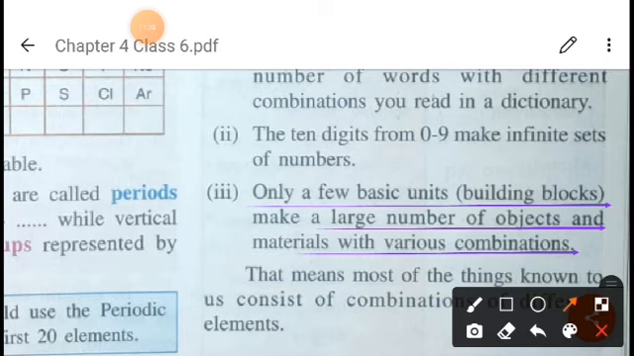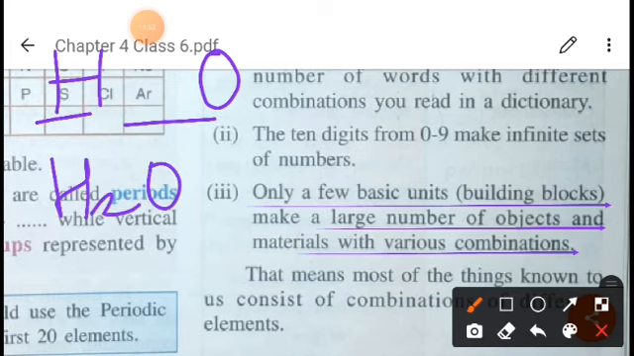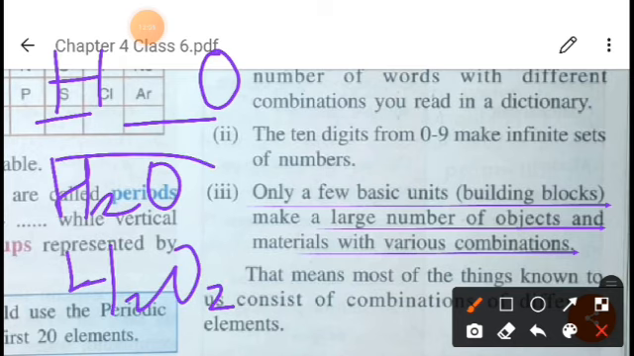In this way, the same thing applies to the elements, or we can say to the compounds. Just like this, we have hydrogen, we have oxygen. Well, I will give you one example. Suppose we have hydrogen and oxygen. By the combination of hydrogen and oxygen, we can make H2O, water. We can make H2O2, hydrogen peroxide.